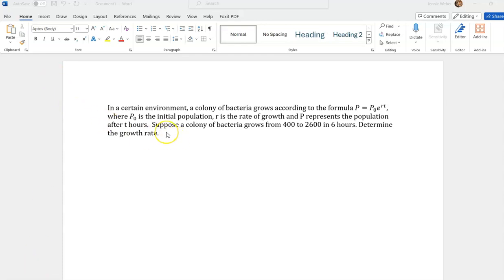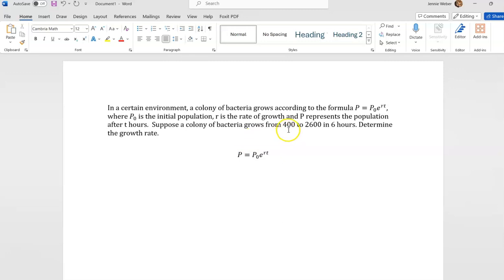In a certain environment, a colony of bacteria grows according to this formula. This is our basic growth formula. If you've done any work with any of this in the past, you've seen this, where P of 0 is the initial population, R is the rate of growth, and P represents the population after T hours.